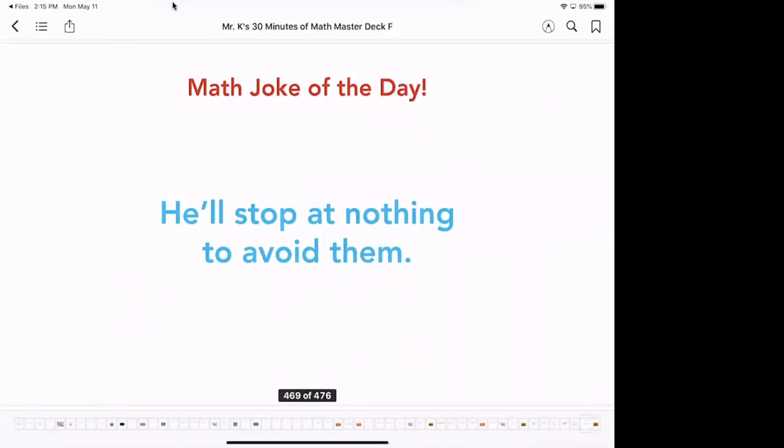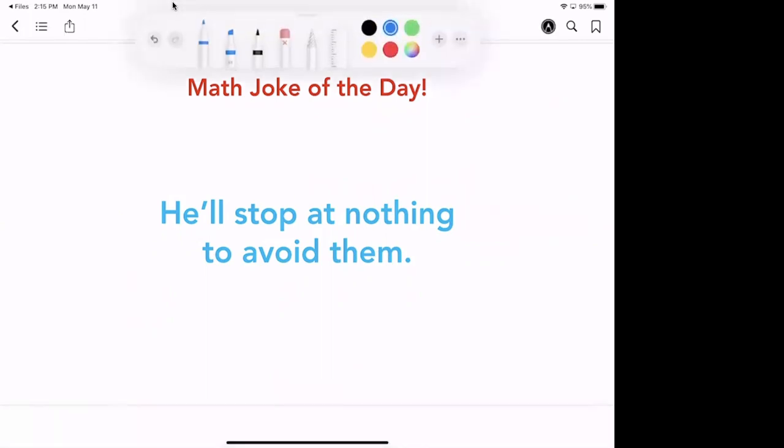He'll stop at nothing to avoid them. In case you're a little bit confused by that, he'll stop at nothing.